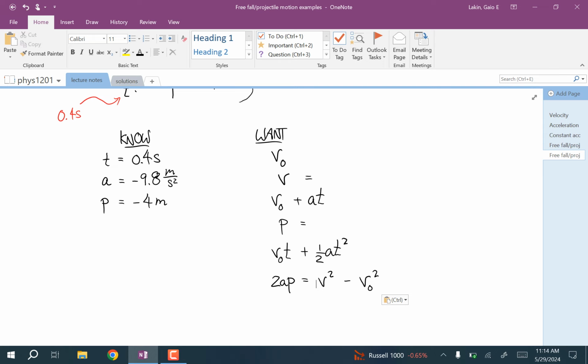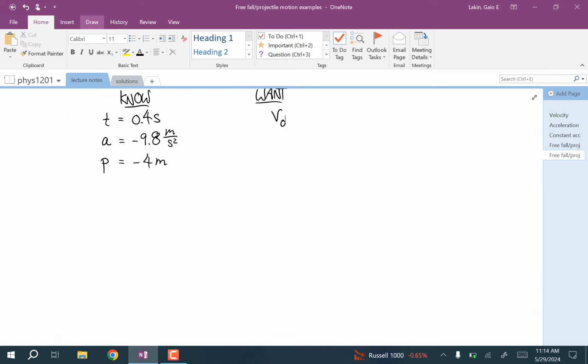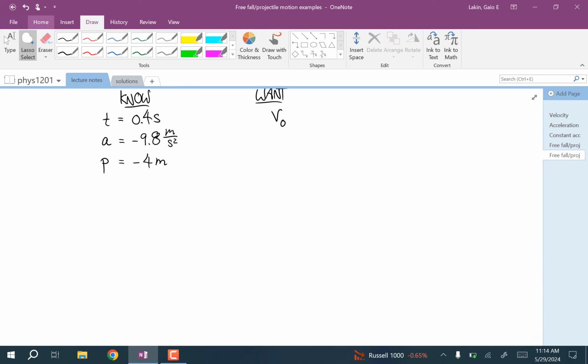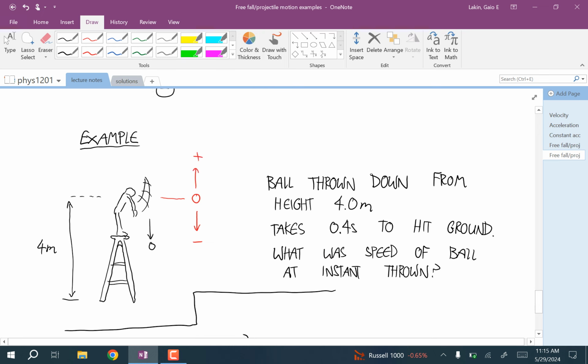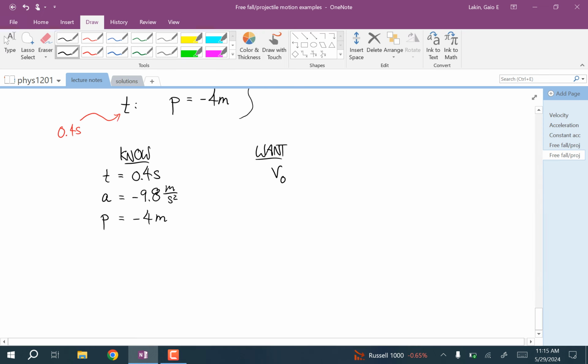But if you go through those equations one by one, you can see that the equation that has v sub 0 in it and everything else is known is this one that says the position is equal to v0 times time plus 1/2 times a times time squared.